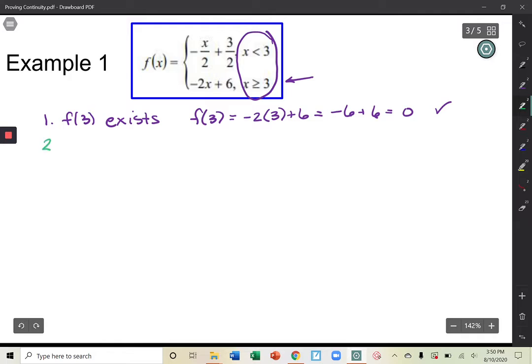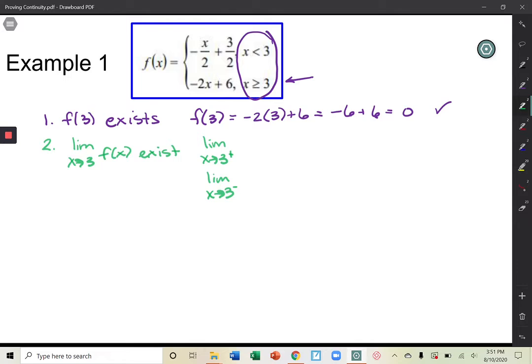Now the second condition is, does the limit as x approaches 3 of f of x exist? Again, this is one of those places where you've got to remember, how do I prove the existence of a limit? I don't just say it's equal to this. We need to do a right-hand limit. So I'm going to figure out the limit as x approaches 3 from the right-hand side. I'm going to do a left-hand limit. I'm going to do as x approaches from the left-hand side. And I'm going to see whether those are the same.